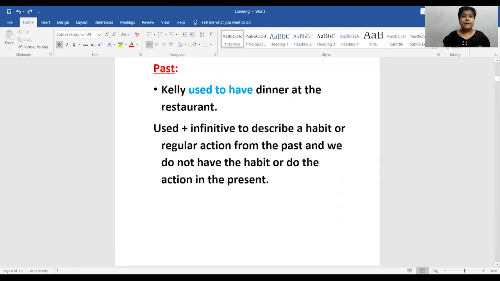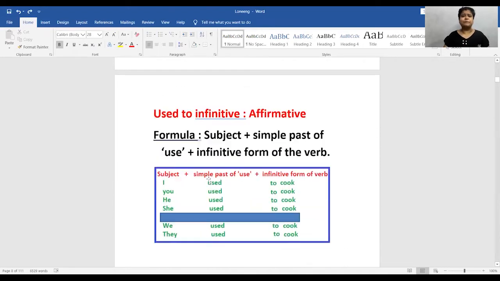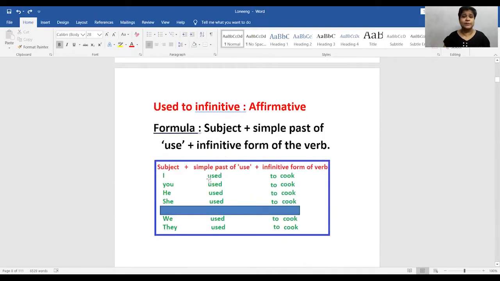"Used to" plus the infinitive describes a habit or a regular action from the past, something that they used to do but are no longer doing right now. And we do not have the habit or do the action in the present. Okay, I hope you understood this. If you did not, please get back to us or listen to this video again so that you will better understand it. Okay, so let's look at a few examples.